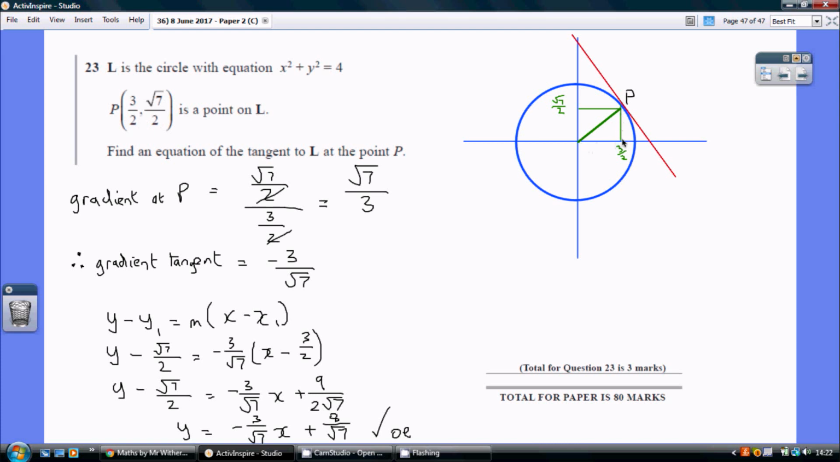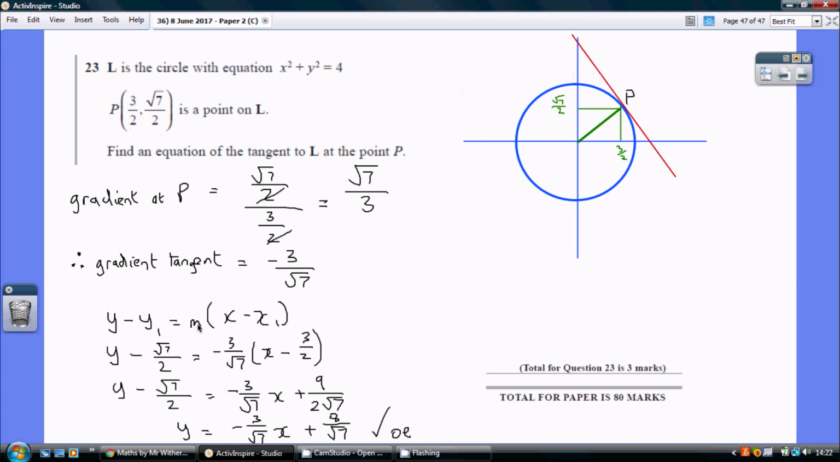So that's 3 over 2 along the corridor, root 7 over 2 up the stairs. And then I'm told find an equation of the tangent to L at the point P. So there's my tangent to L, the curve, at the point P. So I need to find an equation of this line. Now what do I need to find an equation of a line? Well, I'm going to end up using the formula y minus y1 equals m times x minus x1. So what I need is two things. I need a point on the line. Well, I've got that. I know the point P. So my x1 is going to be 3 over 2, my y1 is going to be root 7 over 2.